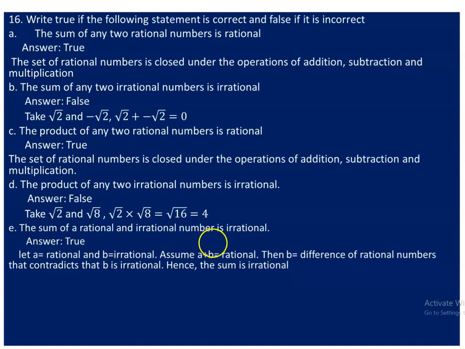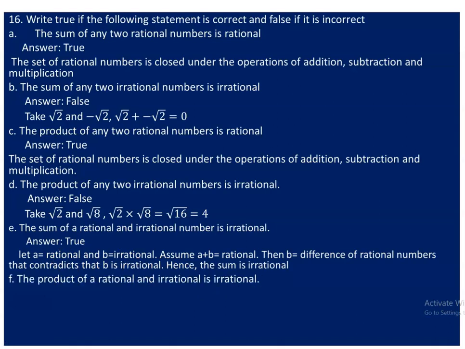So, look, if a plus b is rational, b is going to be, just bring a to the right, rational minus rational, because a is rational. So b is going to be the difference of two rational numbers, which is rational. That contradicts that b is irrational. Hence, the sum is an irrational number.